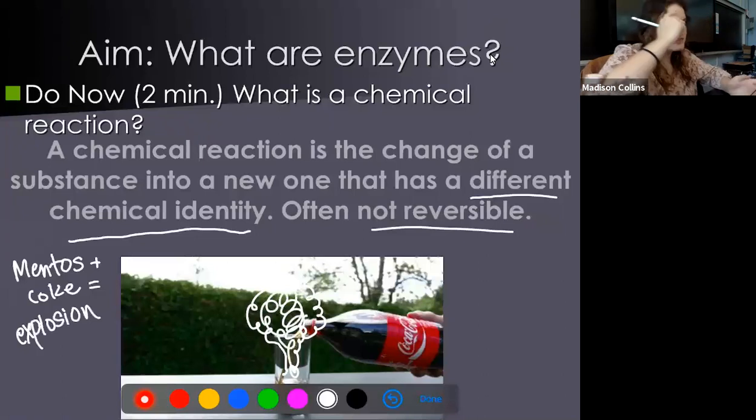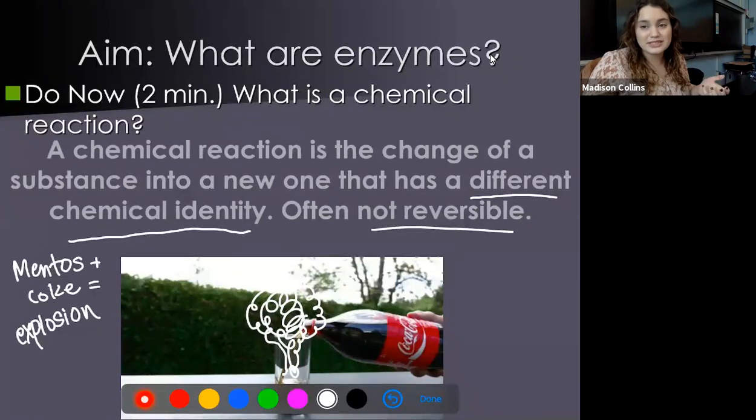This is classified as a chemical reaction because it's not reversible. Those Mentos have exploded. Unfortunately, they're not going to fit back inside the Mentos package anymore. We can't just stuff them back inside and carry on with our day. That is now going to be a liquid mess all over the pavement. So it turned those Mentos into a different chemical identity. It turned them into a liquid, and it's not reversible because they can't go back to what they looked like before.